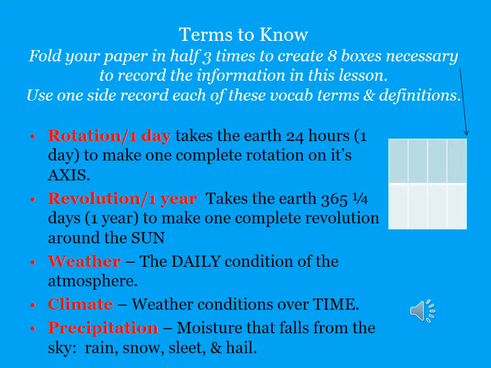And then precipitation is moisture that falls from the sky: rain, snow, sleet, and hail. If you remember the water cycle from 8th grade, that causes precipitation. I think you should be okay when we talk about storms and rain later on in our presentation here.